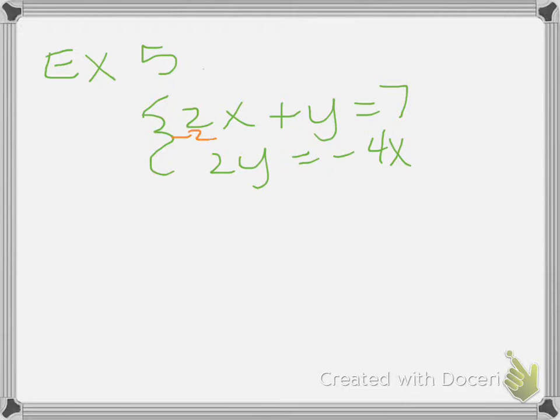So my first one, I just need to move the 2x over to the other side. So I end up with y equals negative 2x plus 7. And I don't know why I wrote a 2. I was looking at something else.